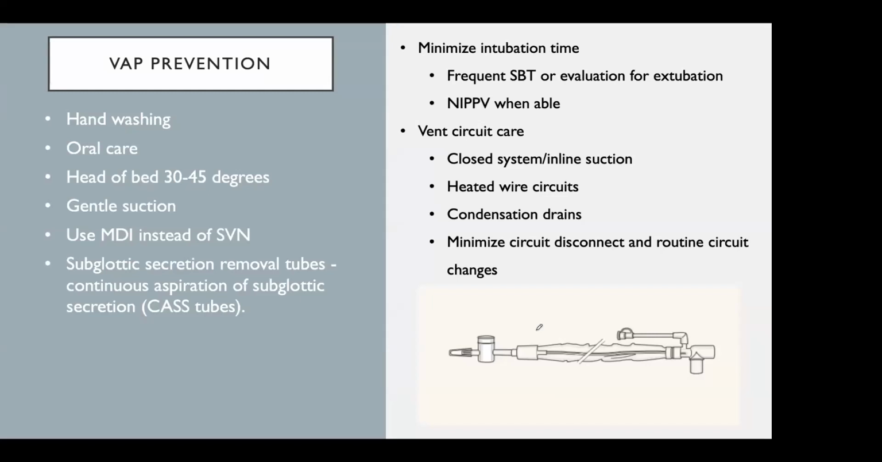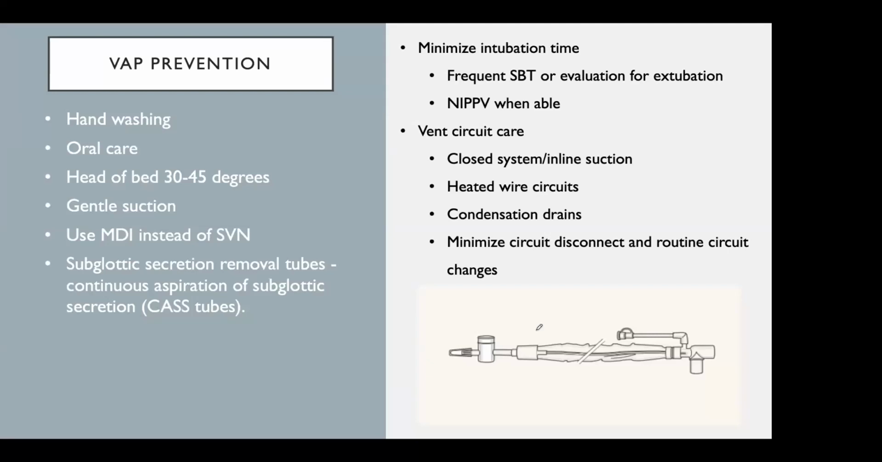We do gentle suction. Don't automatically crank it up to, what does it go up to, like 360 or something. Don't crank it to 360 and just leave it so you can get them suctioned and get out. We can use an MDI instead of a small volume nebulizer, and this essentially decreases humidity or condensation, as well as the reuse and the opening and closing of the small volume nebulizer.